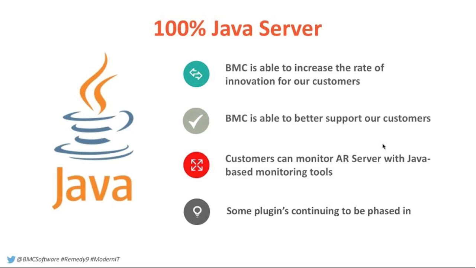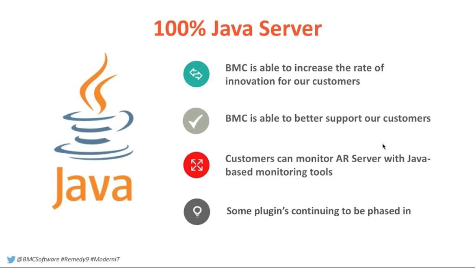What that allows us to do is really kind of do more innovation. So we'll be able to pick up the speed around what we do with Smart IT. We've got some really cool things coming out. If you go to our Engage event in September, you're going to see some neat things that we're coming out with toward the end of the year. You can begin to use Java tools to monitor the AR system, which has always been a challenge. And then it's also allowed us to reduce the code.